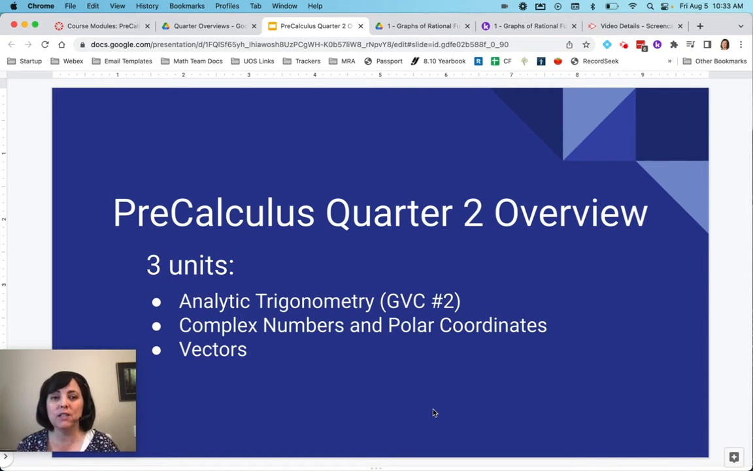So there's 3 units. Analytic trigonometry is our first unit, and that's just going to be building on the trigonometric unit we just had in unit 3. This is also our GVC number 2, which is our big rock, important thing to know. So pay attention to this. It's important stuff. Then we have complex numbers and polar coordinates, and then vectors.